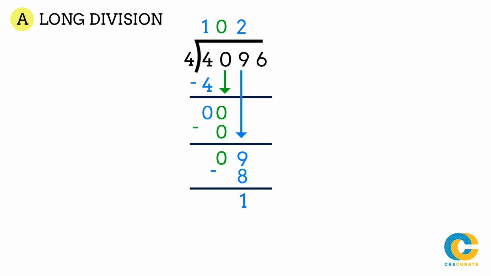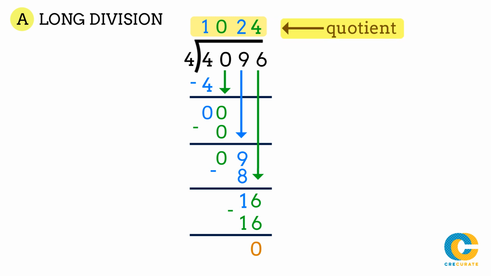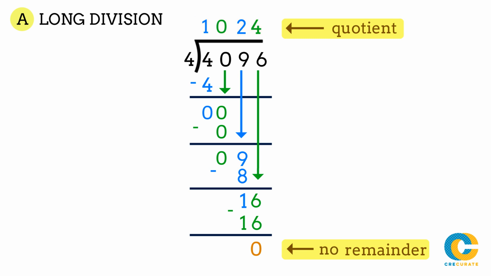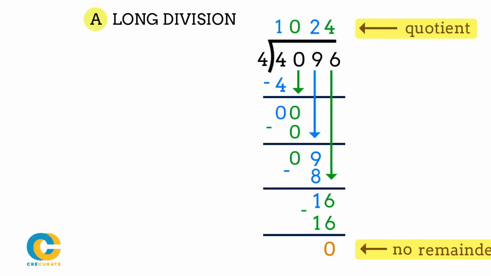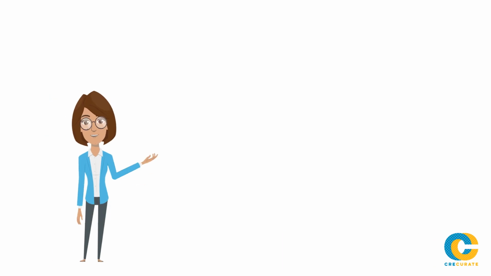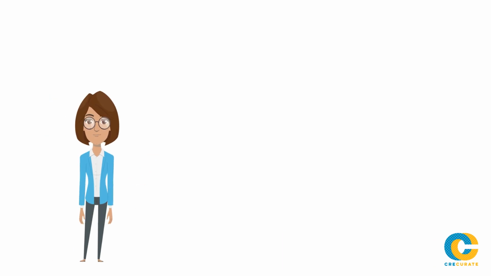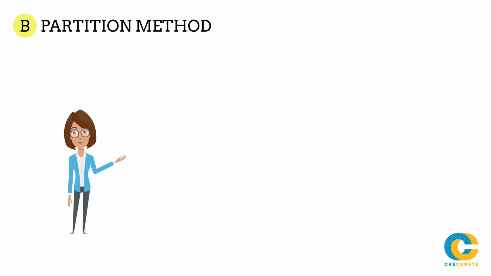We then bring down the next digit, and now we have 16. 16 divided by 4 is 4, so following the same procedure as before, our answer is 1024. We call 1024 the quotient, and the remaining number left over below is called the remainder. In this case, the final number below is 0, so there is no remainder. Now that we have gone through the written method of long division, let us look at some other division methods that can be done mentally.